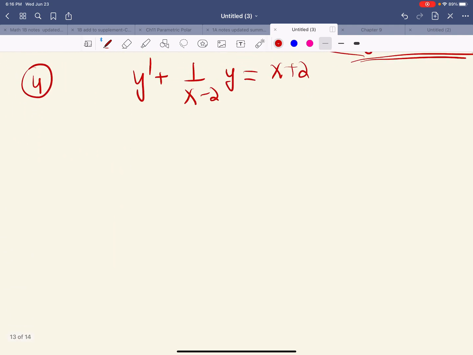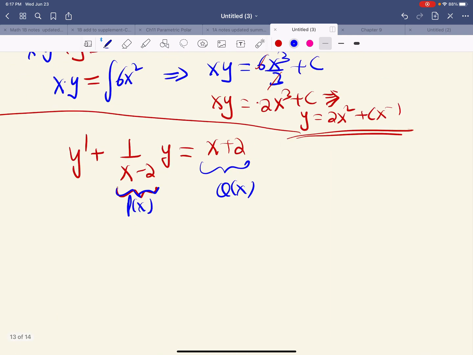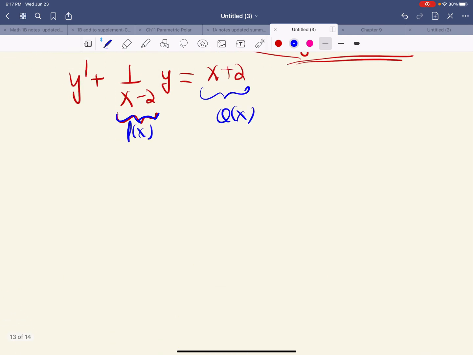Let's see one more example. We have y prime plus 1 over x minus 2 times y is equal to x plus 2. First of all, let's see if it's first order linear form. Yes, it looks like a first order linear form. This is my p of x and this is my q of x. So I'm going to go ahead and find the integrating factor.